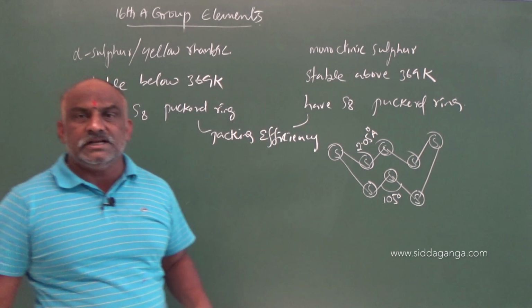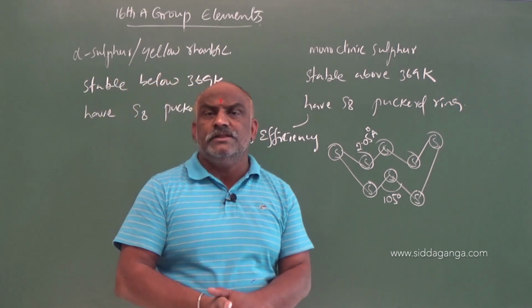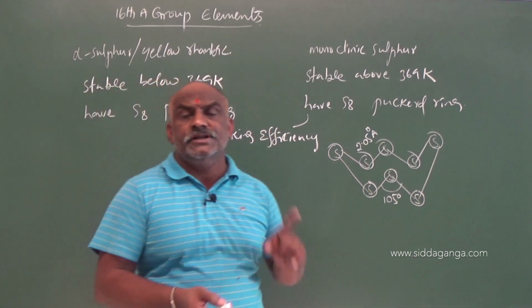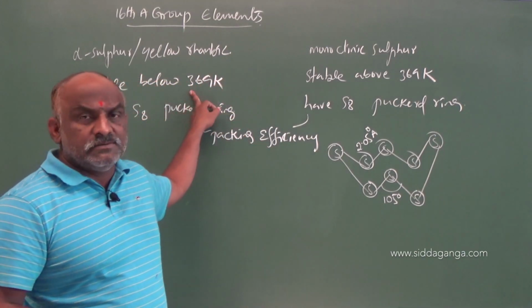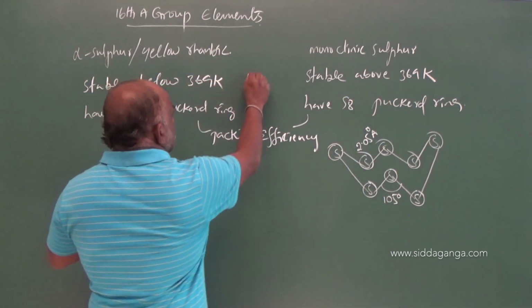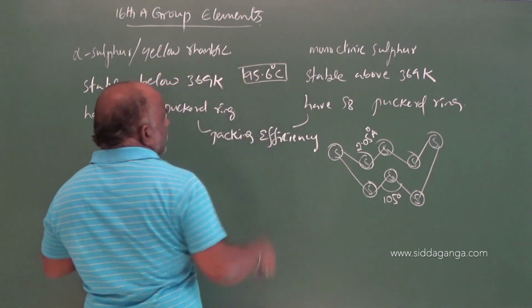Puckered ring structure, just like a crown-shaped model. Both have the same structure, but they differ in their packing efficiency. Below 369 K alpha sulfur is stable, above 369 K beta sulfur is stable. The 369 K is said to be 95.6 degrees centigrade.